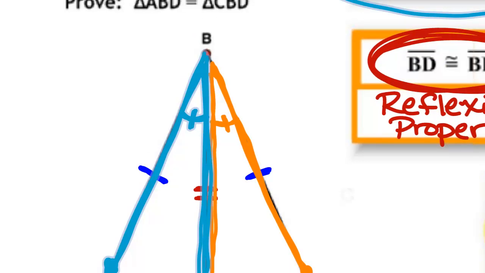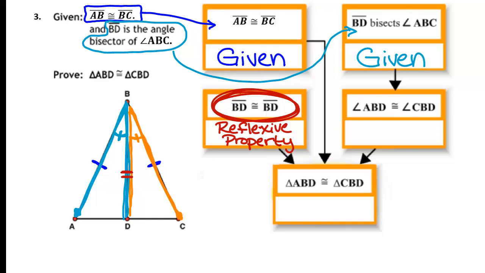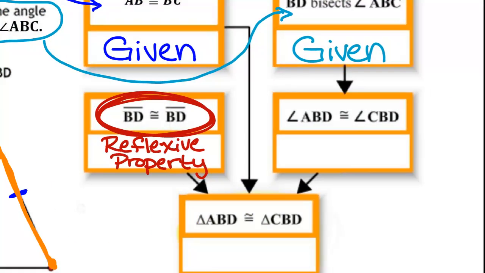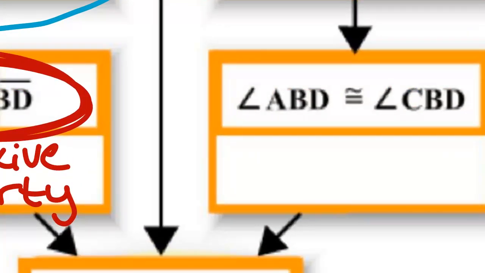Why would I be allowed to say that those two angles are congruent to each other? We were just told that BD is bisecting. What are we using to say that those two angles have to be congruent to each other? We are using the definition of an angle bisector.